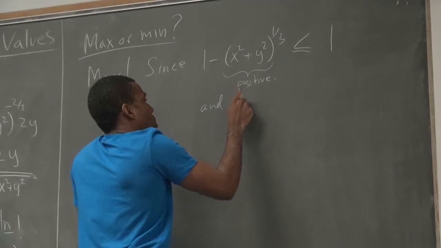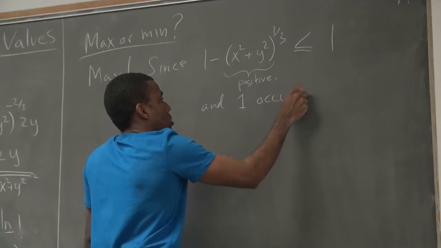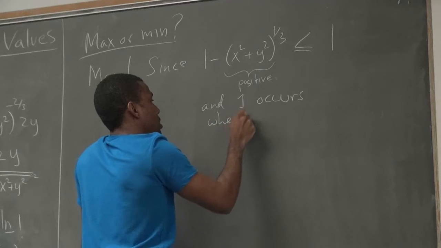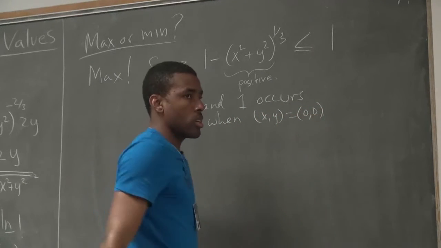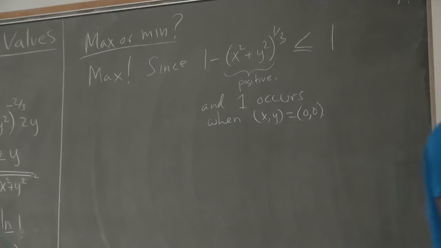And 1 occurs when x, y equals 0. All right, so there are some cases where you can just investigatively figure out, oh, this is a max or a min, right? By looking at what it looks like or some properties of the formula itself. Those are fine, but of course there are many other cases where this is either not possible or just not something you'd want to do.